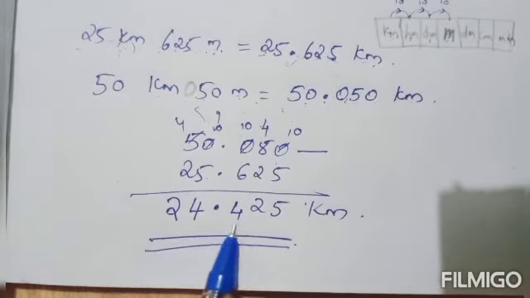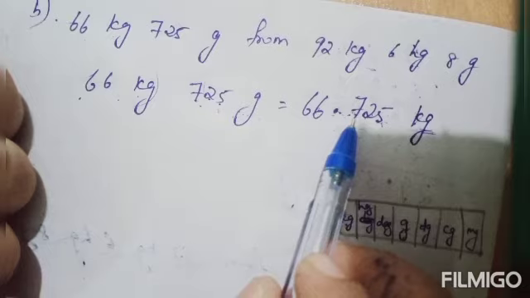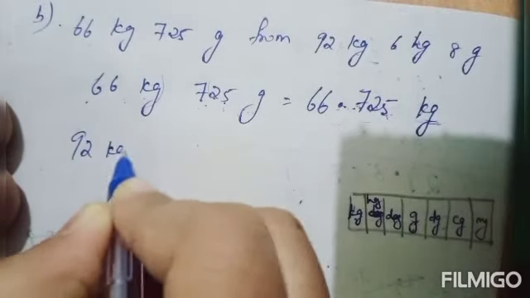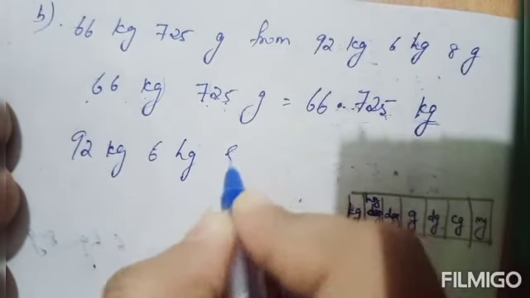Okay, so 7 hectogram, 2 decagram and 5 gram it is. In 725 gram, it is 7 hectogram, 2 decagram and 5 gram. Okay, so if the question is given in kilogram and gram, and you are writing that in decimal notation or in kilogram, that decimal notation should contain 3 places after the decimal point.